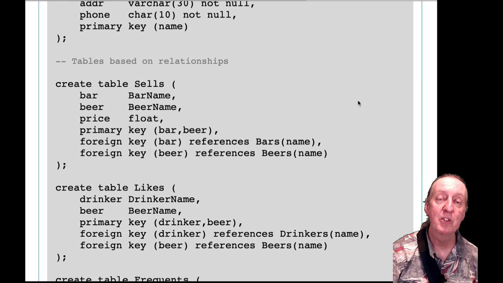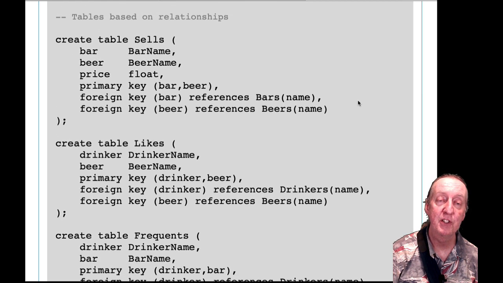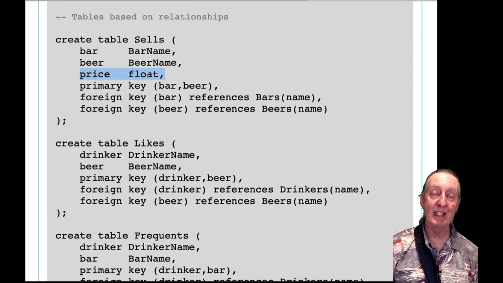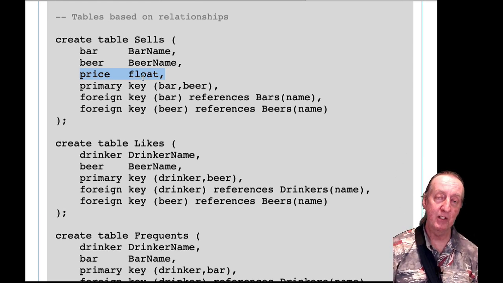All right, so the tables that are all based on relationships have kind of obvious structure. They've got two foreign keys which together form a primary key, and in the case of sells they have the additional attribute which gives the price of that beer at that bar. I've used float here, I could use currency, sorry, not currency. Postgres doesn't have currency, it has money, so I could have used the money type here.